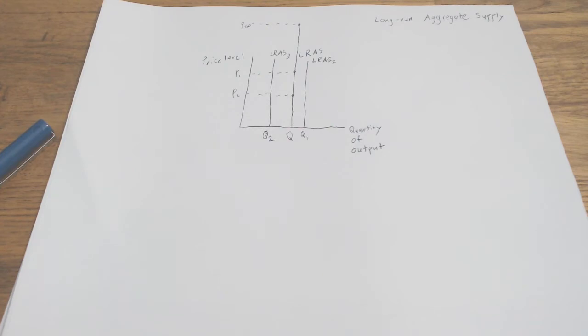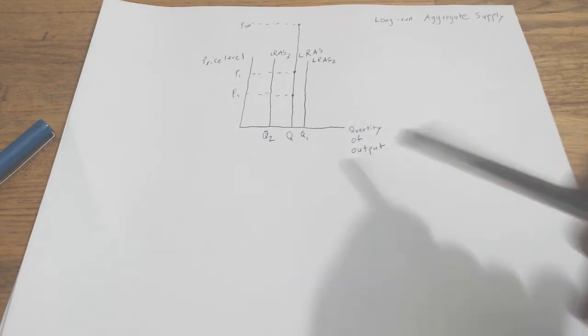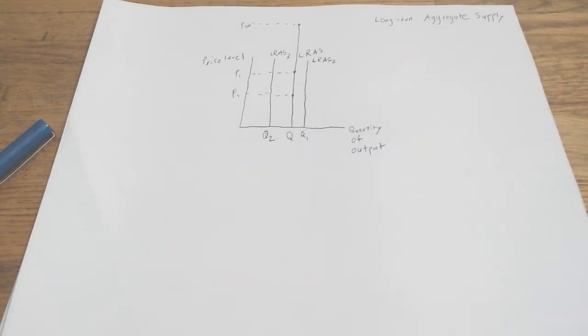The natural rate of unemployment is also important. It determines how many people are working. So if something causes the natural rate to increase, that's going to shift the long-run aggregate supply to the left, and vice versa. If you have something that causes the natural rate to decrease, which means more people are working, it's going to shift it to the right.